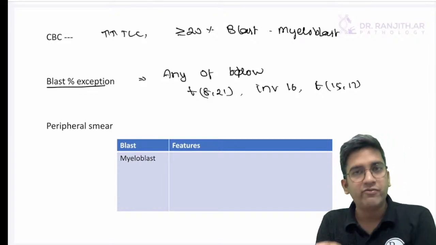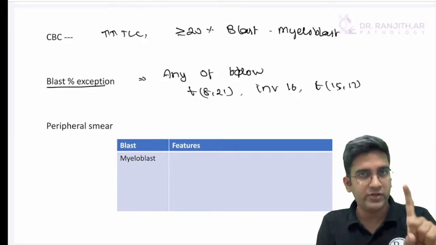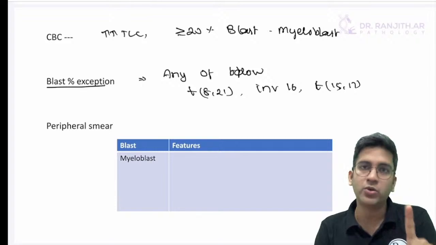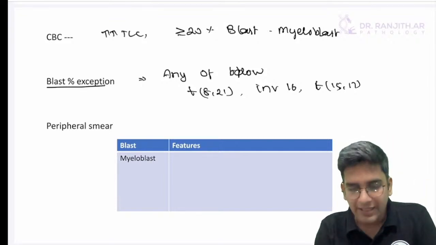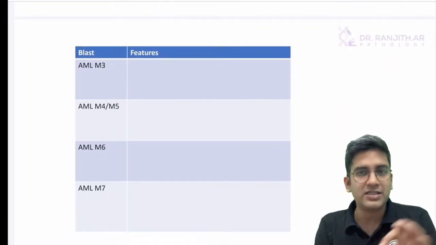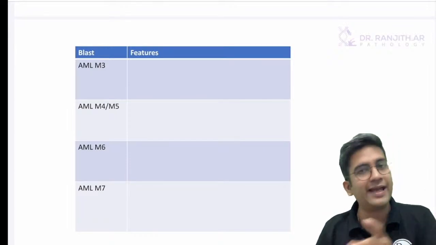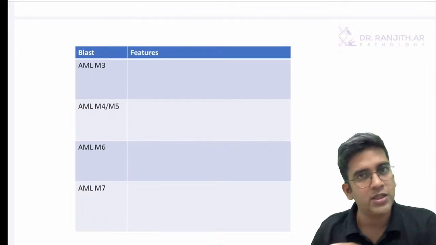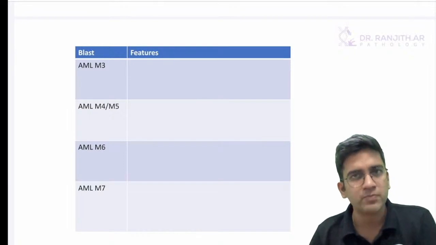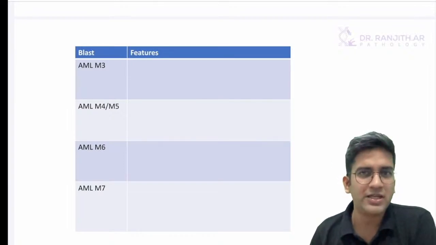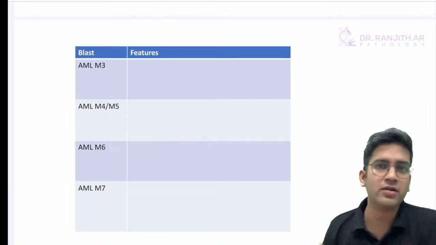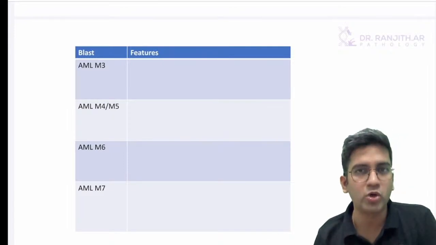Now let's look at the features in peripheral smear. The first feature is definitely the number, more than or equal to 20%, either in PS or bone marrow. I have included one characteristic finding for every leukemia if it comes. Because in microscopy, I cannot identify the translocation. The only thing I can identify is a myeloblast or a monoblast or a megakaryoblast or an erythroblast. So that might help you in writing a little bit more about the microscopy.